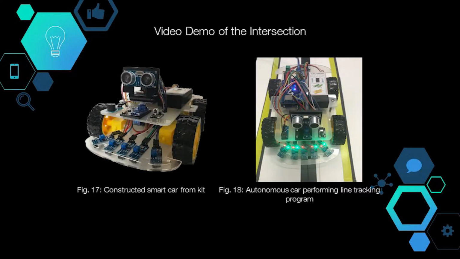So moving on to the results section, over here on the left you can see an image of our fully constructed autonomous vehicle, and on the right is an image of our vehicle running the line tracking program. And on the next slide, we have a short video of our robot running the obstacle avoidance program.